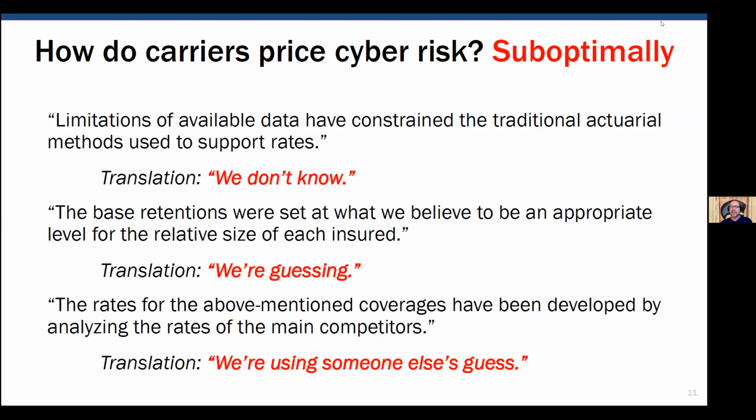And so as I collected these policies, we also found explanations by the carriers to these insurance commissioners, again, justifying their prices and rates. And some carriers would provide these very nice descriptions. So they would say, for instance, limitations of available data have constrained the traditional actuarial methods used to support rates, which I think is a beautiful way of saying that we have no idea. We have no idea what we're doing. We are making this up. Maybe we collected some information from industry reports about loss frequency and magnitude, but basically we don't know.